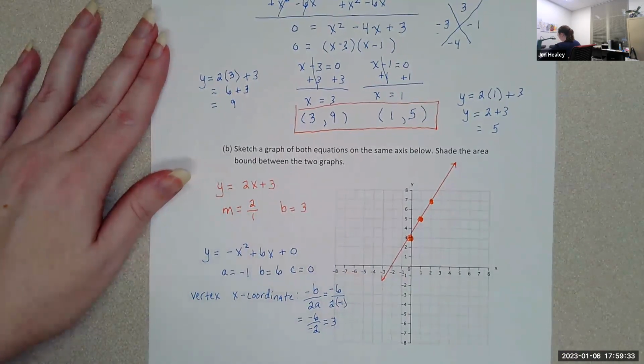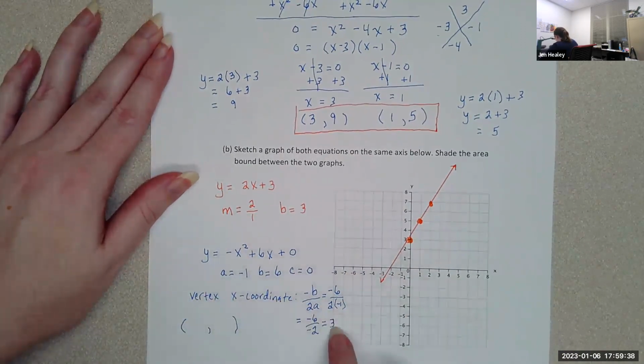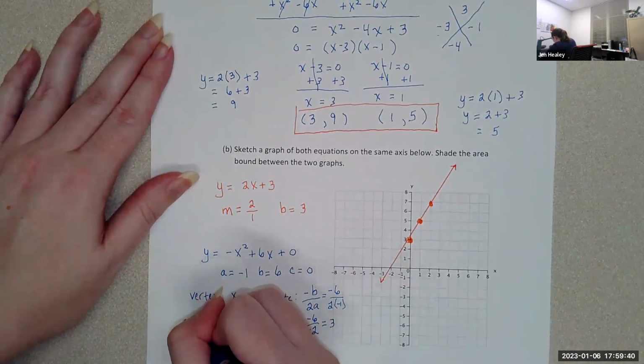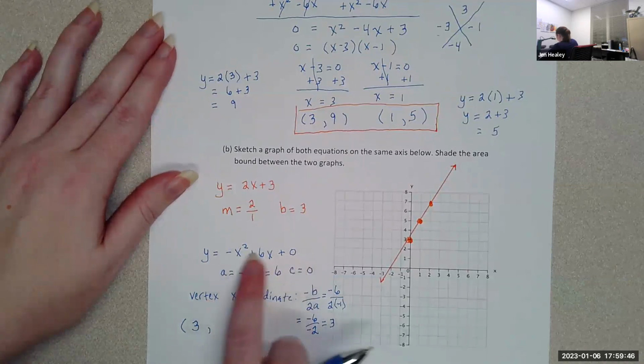It's positive 3. So our vertex is going to be a point in x comma y. We just found the x coordinate is 3. And so to get the y coordinate of the vertex, we need to just plug it back into our equation. So I want the y. So I'm going to plug in 3 right here and 3 right here.